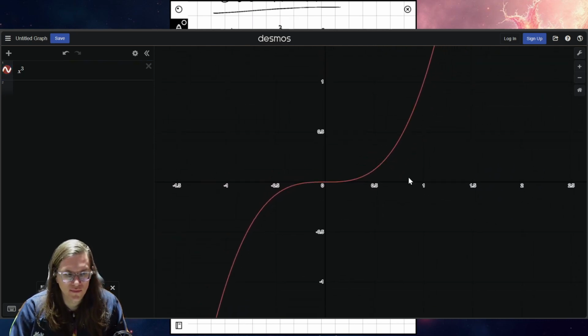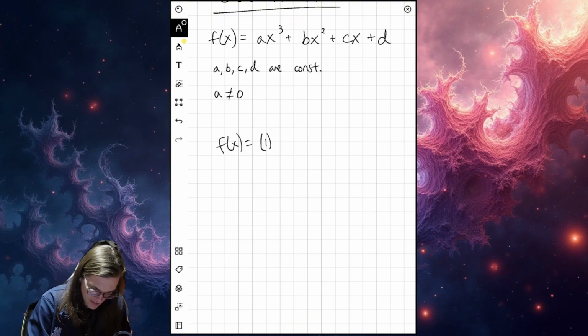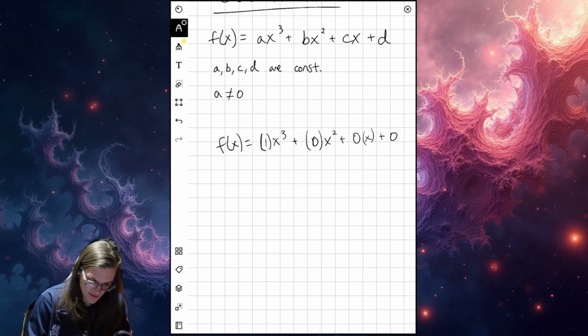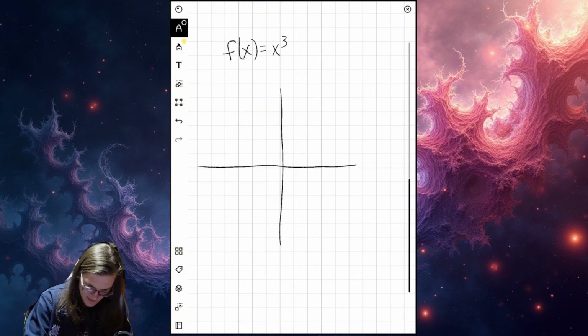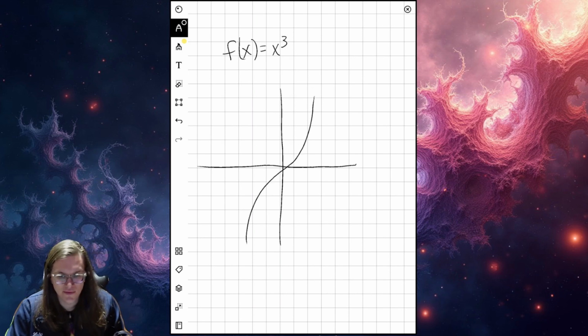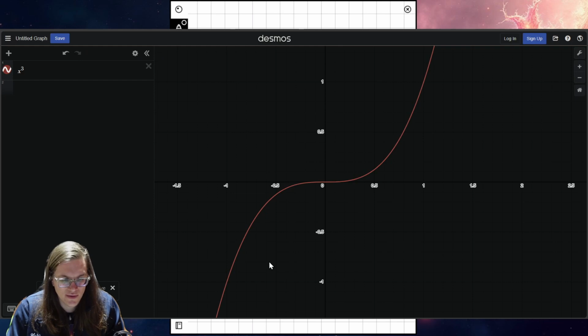Okay, so there's 1. So x to the third is this cubic function. f of x equals a constant 1 times x to the third plus 0 times x squared plus 0 times x plus 0. Okay, this is all allowed just as long as a is not 0. So our cubic function f of x equals x to the third is something like this. Like I said, I knew I wasn't gonna be able to draw that very well, so we have it here.